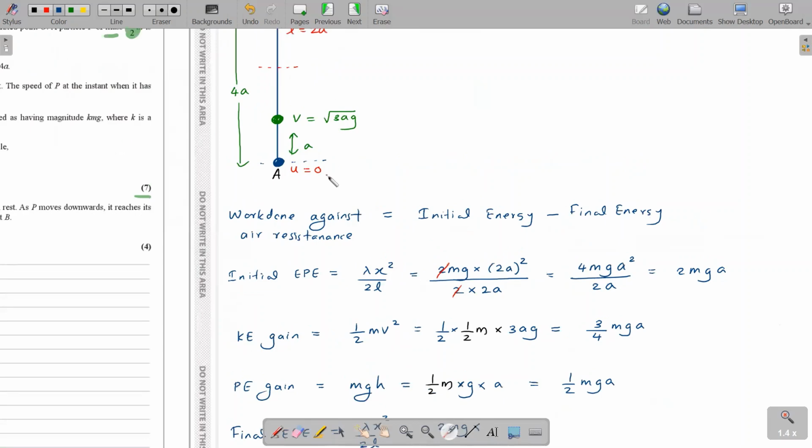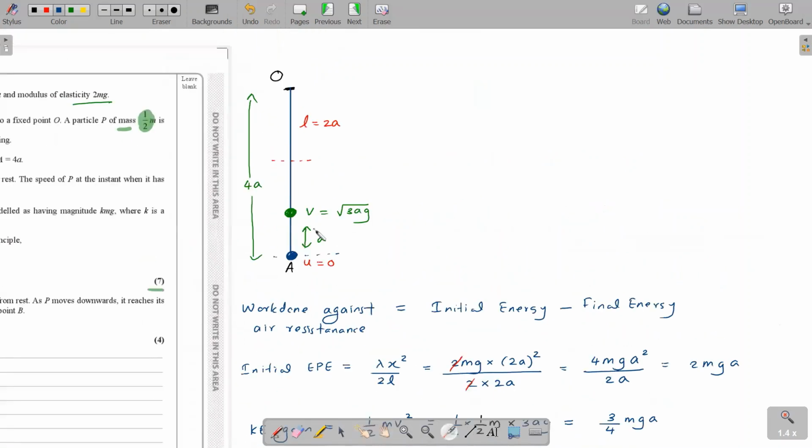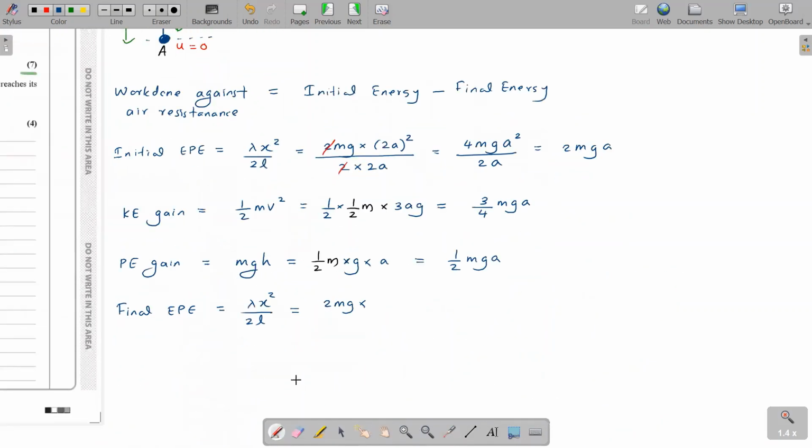When you come to this point over here, how much has the string stretched? Now you are over here. From here to here, you can see the natural length is 2a. So if you are at this point, what is the distance between O and the place where the particle is? It's 3a, right? Because you have traveled 1a up. So the extension is 3a minus 2a, which is 1a. The extension is a.